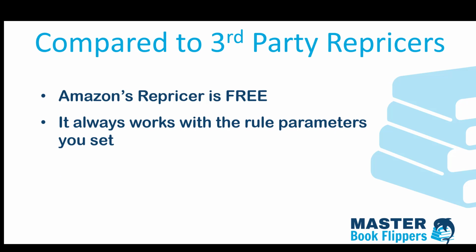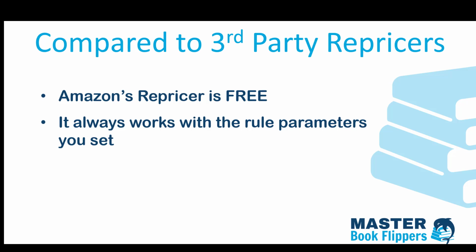The other one, and this one is very significant in my opinion, is that it always works with the rule parameters you set. What I mean by that is, if you start looking into using a third-party repricer, and some of them out there are pretty good, the big issue they have is that they will not always work with the rule parameters you set. For example, in the example we did, we wanted a price 50 cents above the lowest FBA price. That's how we set up our rule to work, and it will work like that every single time using Amazon's repricer. However, if you are using a third-party repricer, there are times when the rule will not work the way you intend.